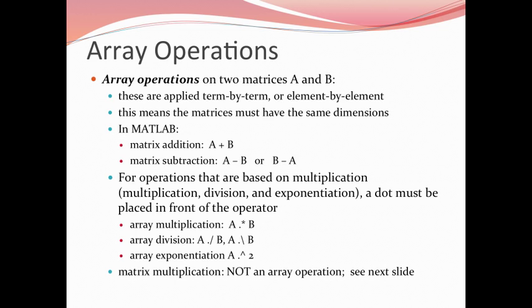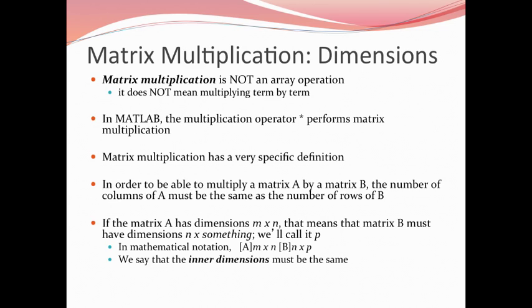So again, the array multiplication means the matrices have the same dimensions. We're just going through element by element and multiplying the corresponding elements. So that's not the same as matrix multiplication. This is what is called array multiplication. So matrix multiplication is a completely different thing, and it's a little complicated. So first, we're just going to talk about the dimensions. So matrix multiplication is not an array operation. The matrices are probably not going to be the same dimensions, and this does not mean multiplying term by term.